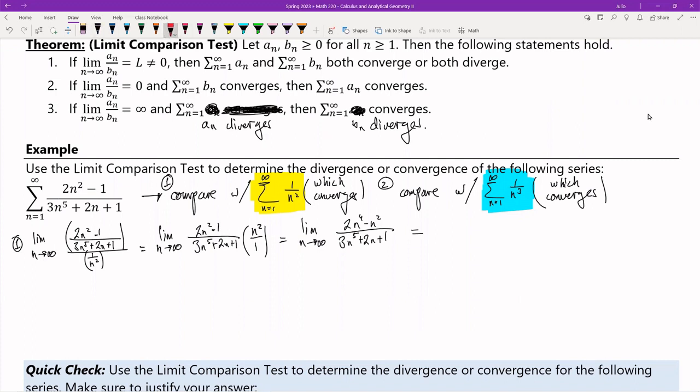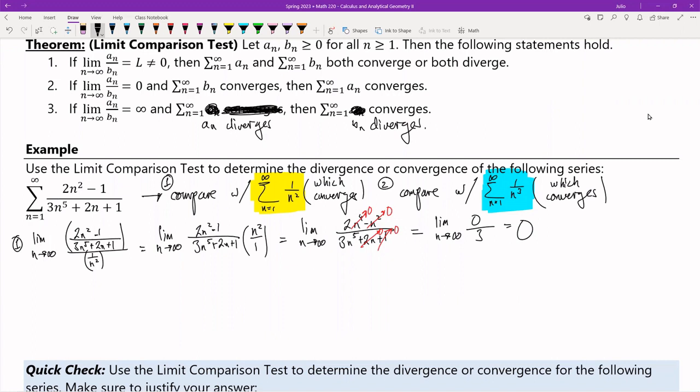And if you do that, you're going to get this, that goes to 0, that goes to 0, that goes to 0, and that goes to 0. So you get left with this limit as n goes to infinity of 0 divided by 3, which is 0.